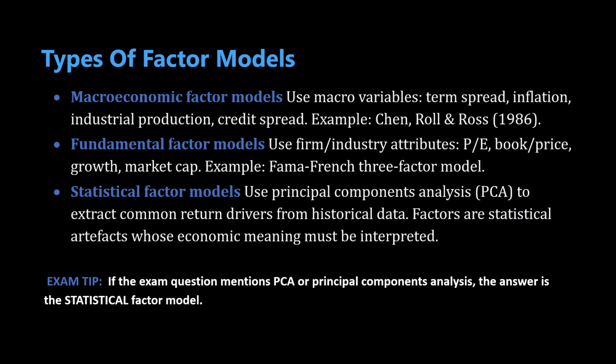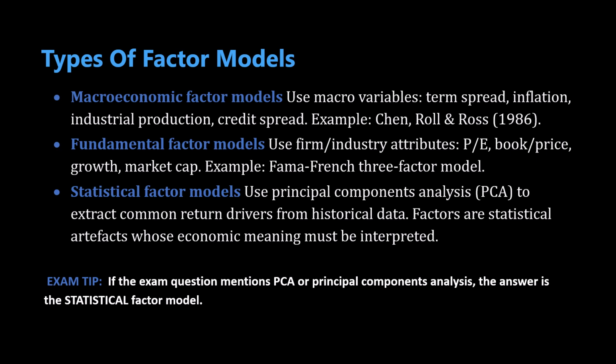In practice, factor models can be grouped into three broad categories. The first category is macroeconomic factor models. These models use broad economic variables such as term spread, inflation, industrial production, or credit spreads. The idea is that macroeconomic shocks affect many securities simultaneously.